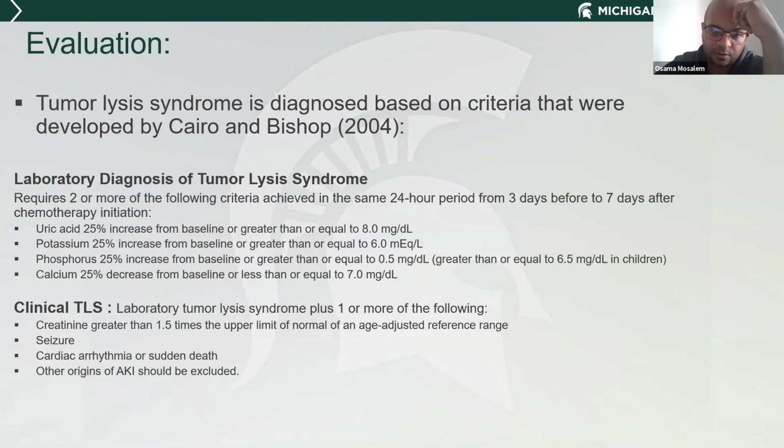And then clinical diagnosis of tumor lysis syndrome is the lab abnormalities mentioned above, plus creatinine more than 1.5 times the normal limits, the occurrence of seizures, cardiac arrhythmias, or sudden death, and other etiologies of AKI cannot be excluded.